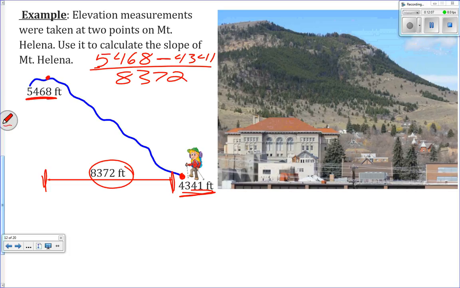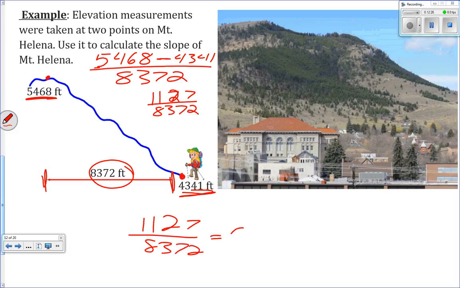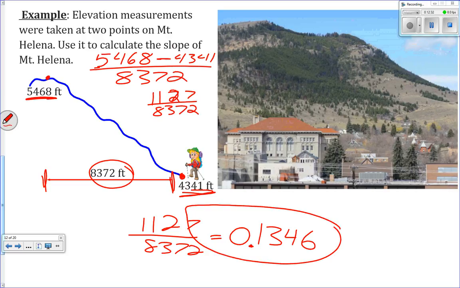Okay, so on a calculator, we're just going to do 5468 minus 4341. That gives you 1,127 divided by 8,372. So then we divide that by 8,372. Guys, this is all calculator stuff. Down here, 1127 divided by 8,372 gives you 0.1346.